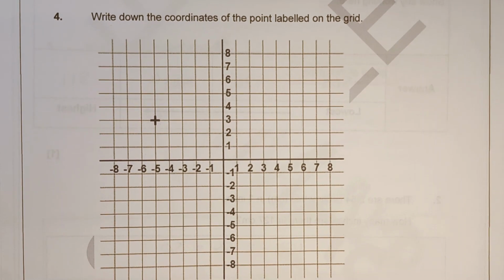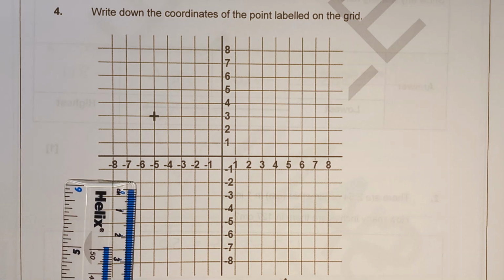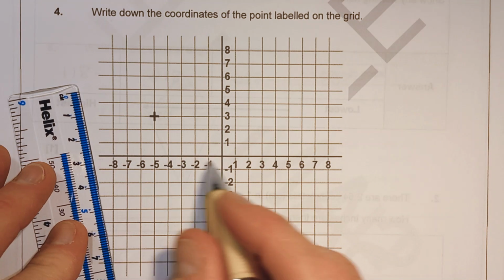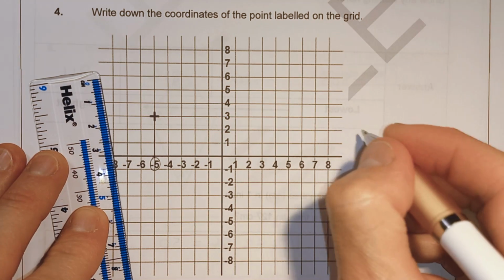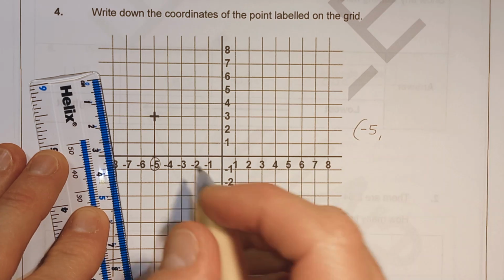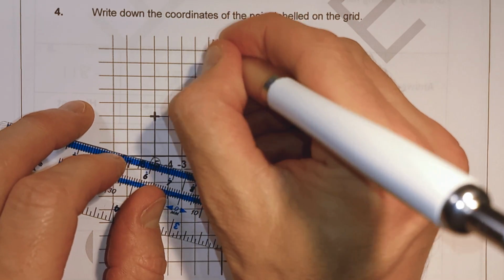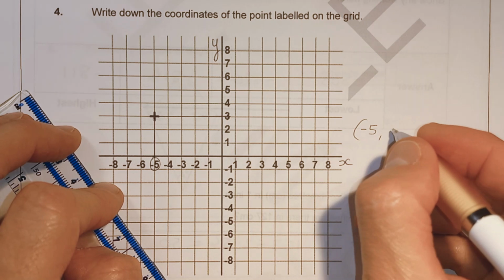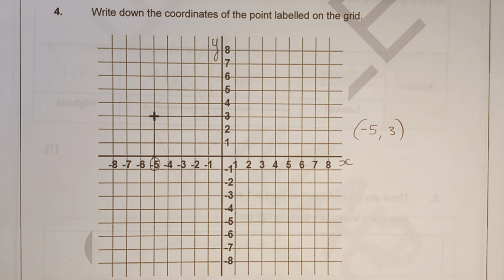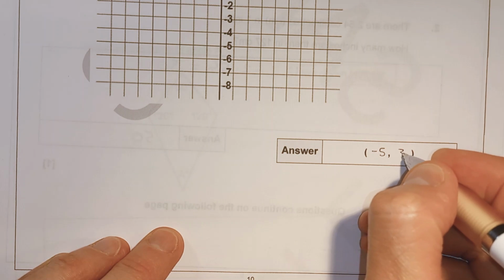Okay, question 4. Write down the coordinates of the point labelled on the grid. Okay, so we want to have our x coordinate first, which is the across. So we go down here. So we're going to have minus 5. And then we're going to read across to our y-axis. So this is our y-axis. This is our x-axis. So on the y-axis, we've got 3. So minus 5, 3. And we can put that in here.